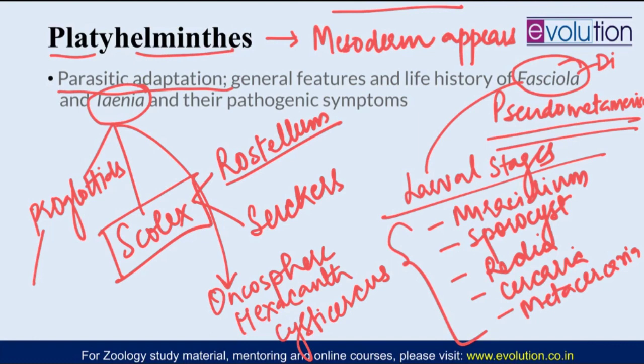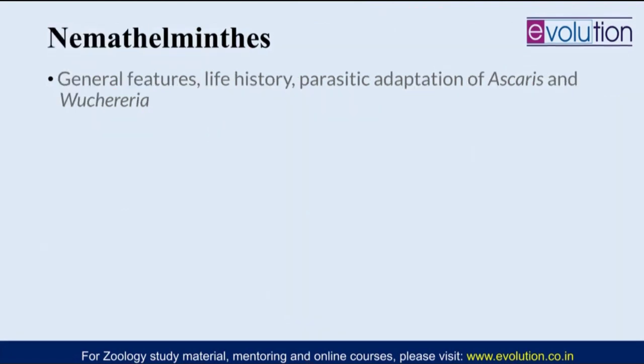So you have to describe the symptoms with respect to livestock as well as with respect to humans. Then the next phylum is phylum Nemathelminths. Phylum Nemathelminths is one of the classes in the now redundant phylum Aschelminthes. Aschelminthes included all the pseudocoelomates, but under Aschelminthes there were different classes.